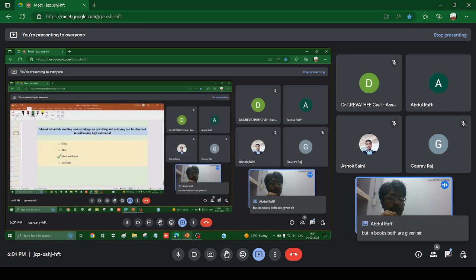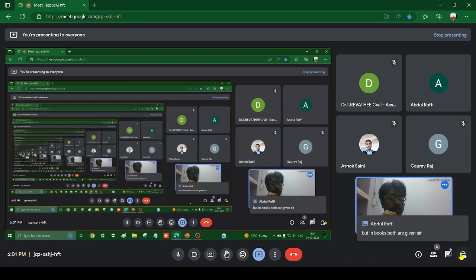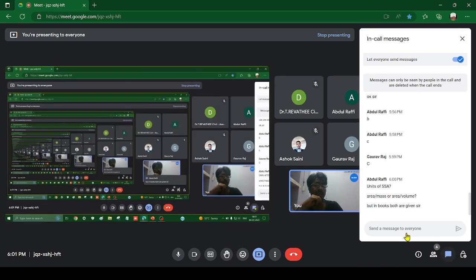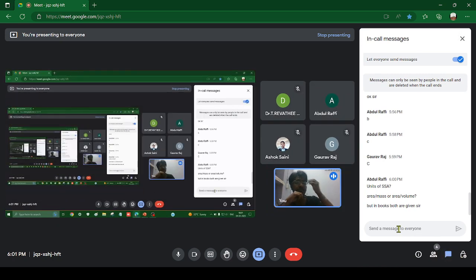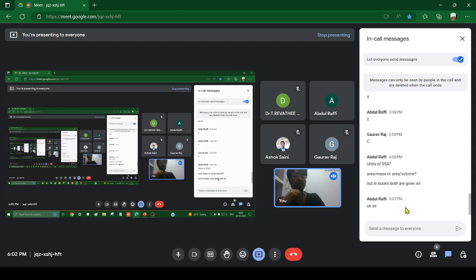In books both are given, sir. Might be both are given, but there is a general definition, and in some places there might be something specific which is applicable to some special cases. Generally, we consider area by mass as the general thing. Surface area per unit volume, I haven't seen it. If you have seen it in any book it will not be wrong, but that will be applicable to some special cases. In general terms, specific surface or specific surface area is surface area per unit mass.